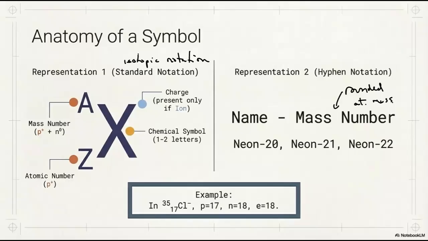So two different ways of representing the same information. Neon-20 tells you that it has a mass number of 20, but when I look at neon, the mass of neon is not 20, because the mass of neon is 20.180. So we're going to have to reconcile that situation. The other situation is that sometimes that symbol could have a plus or a minus. So we're going to have to deal with that as well. And that's what we'll do next class because I'm going to stop here.